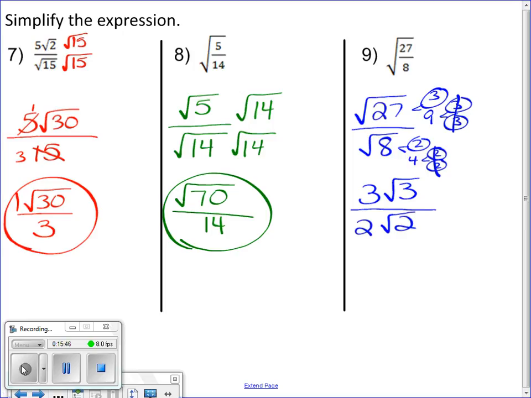All right, so I have all of this simplified, but I can't leave a radical on the bottom. So what do I do? Good. Multiply top and bottom by radical 2. So on the top, radical 3 times radical 2 is radical 6. So I have 3 radical 6. On the bottom, radical 2 times radical 2 is 2 times 2 is 4.